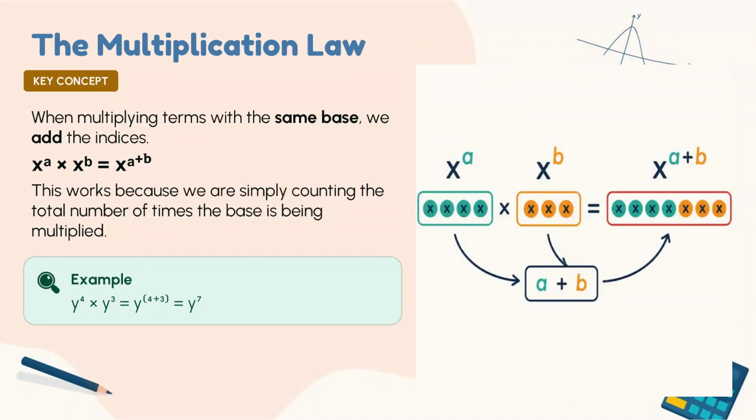Now, let's look at the multiplication law for indices. When multiplying terms with the same base, we add the indices. The general rule is x to the power of a times x to the power of b equals x to the power of a plus b. This works because we are counting the total number of times the base is multiplied. For example, y to the power of 4 times y to the power of 3 equals y to the power of 7. That is because we have 4 y's multiplied together, then 3 more y's multiplied together, giving 7 y's in total.